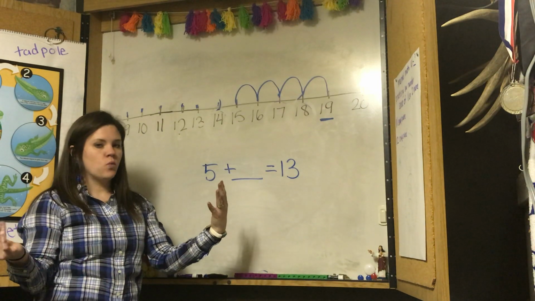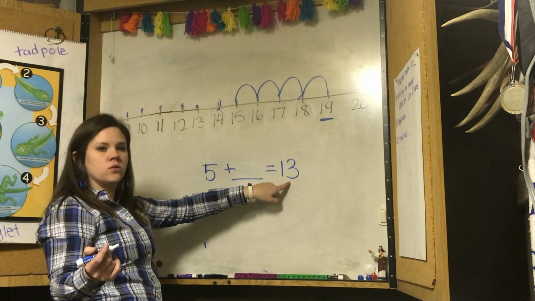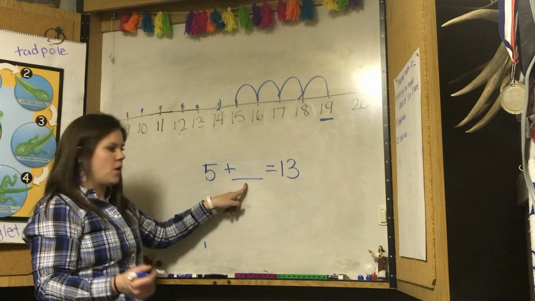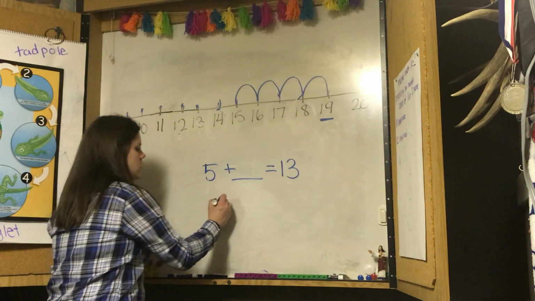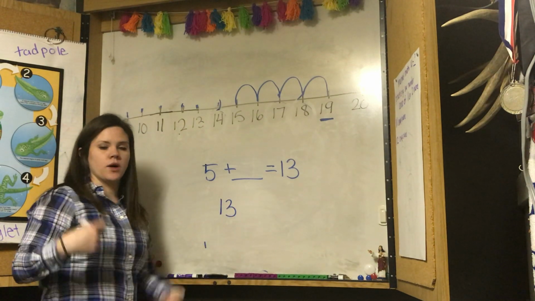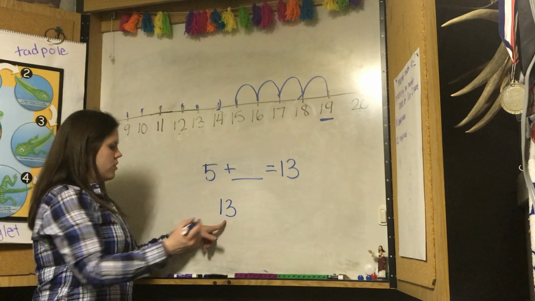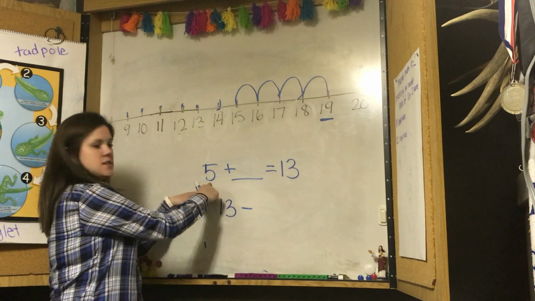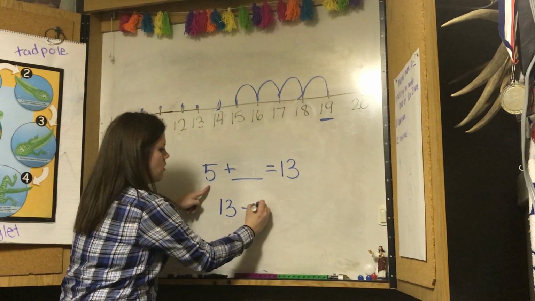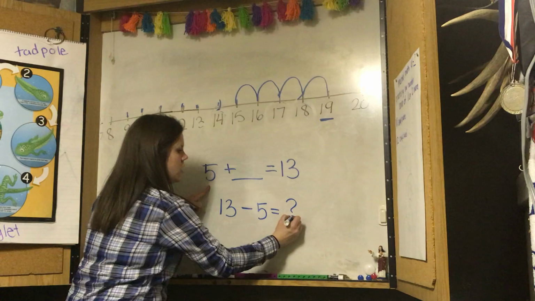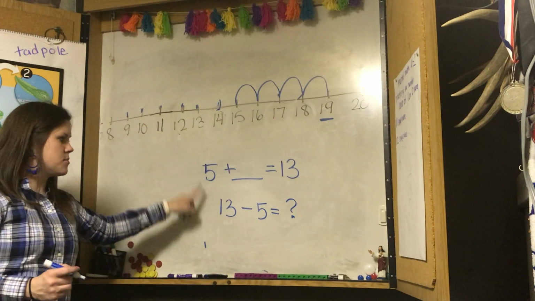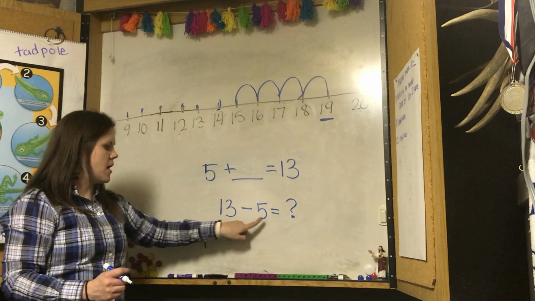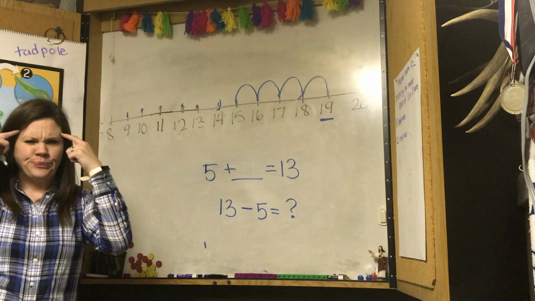Well, what do we know? Here's our whole. We have an unknown part and a known part. So let's make it into where we're used to starting with the whole, right? 13 minus known part, we know, equals unknown part. So this is a related subtraction fact. 13 minus 5 equals what?